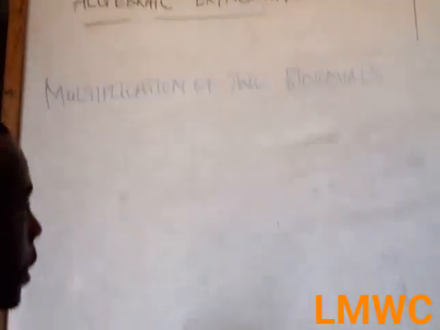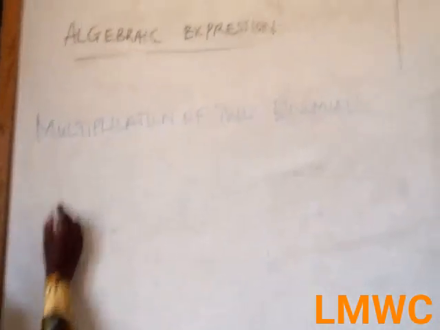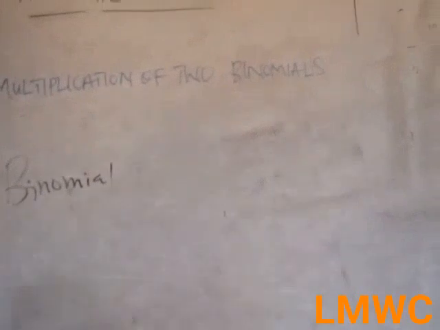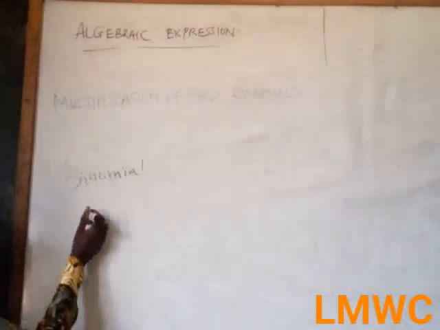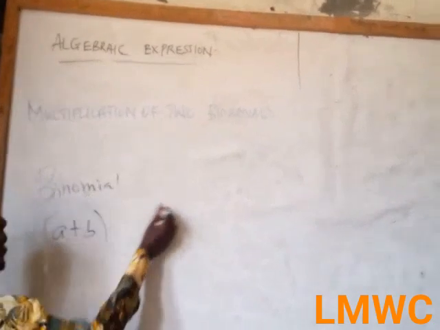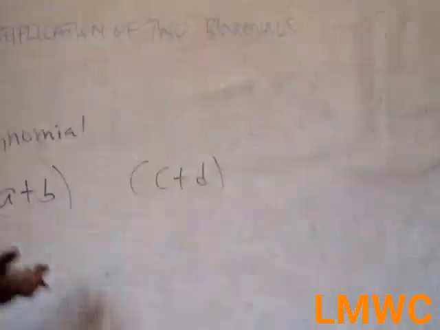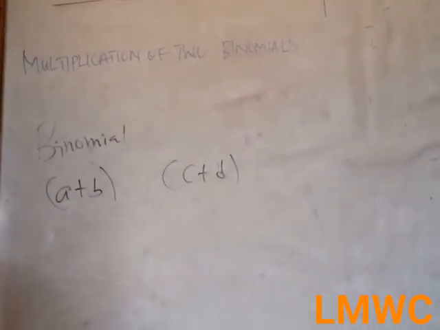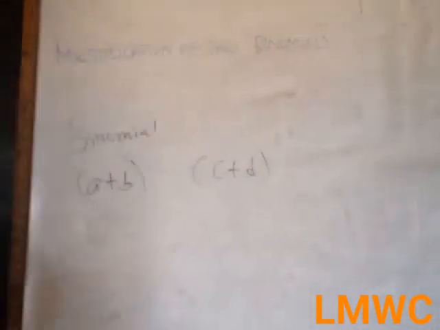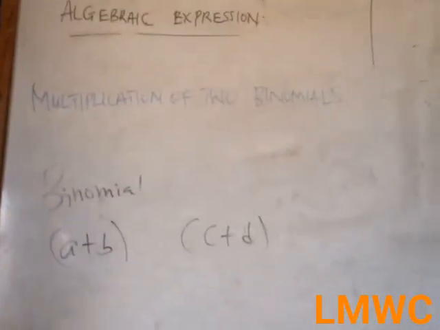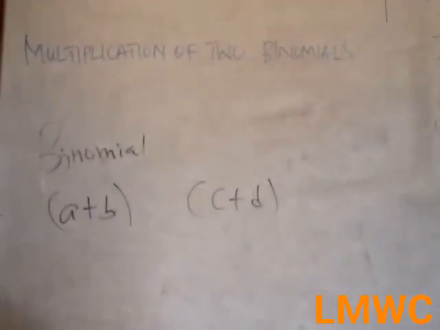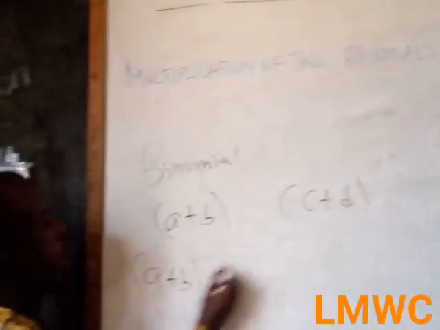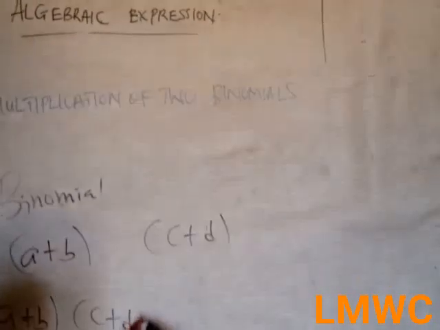So we are on multiplication of two binomials. When we talk of binomials, it's an expression of two terms. So if I give you a plus b and c plus d, these are binomials. Take note, it's an expression of two terms. We always simplify binomials using the distributive property.